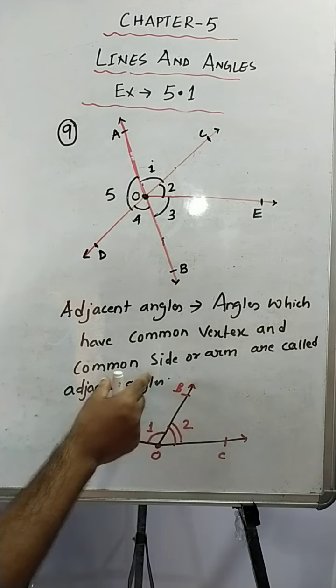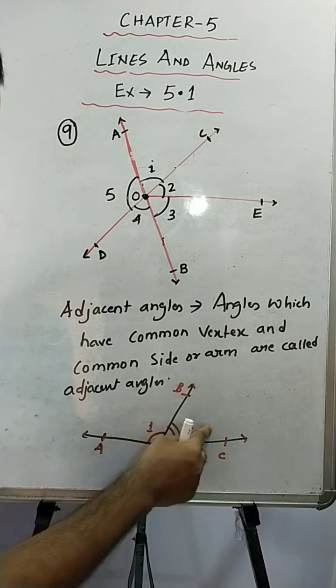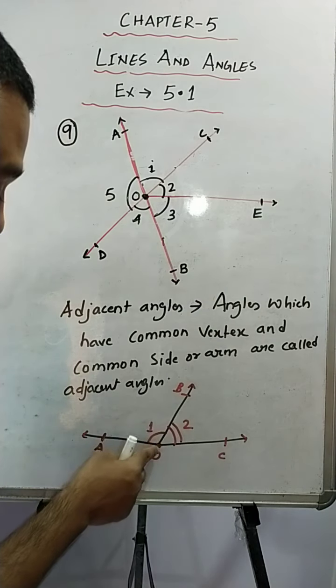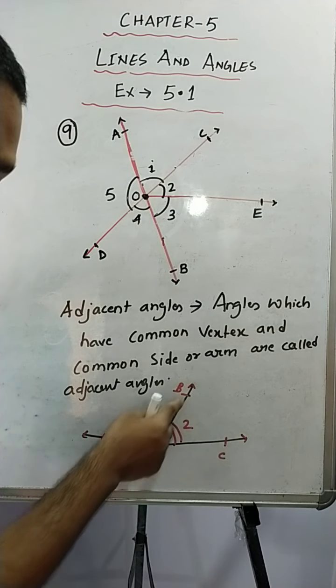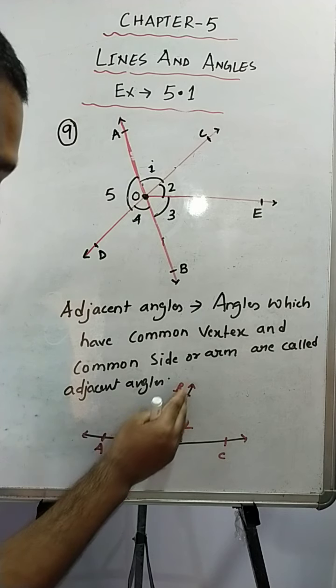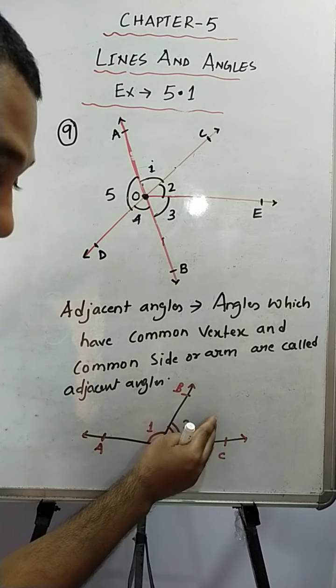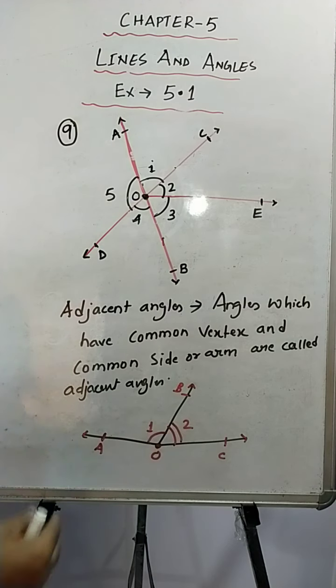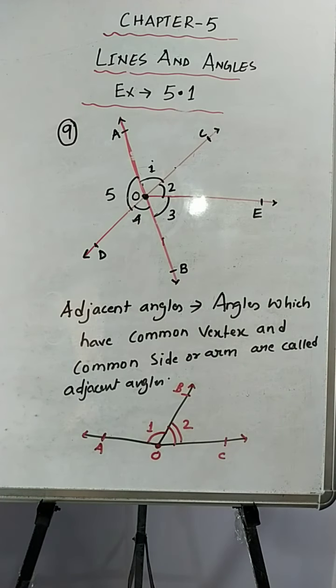And also a common side or arm. So these two angles have one common side, students. So what is a common side? See, BO or OB is a common side. This OB is a part of angle 1 also, and OB is a part of angle 2 also. So that is the reason these two angles are termed adjacent angles.